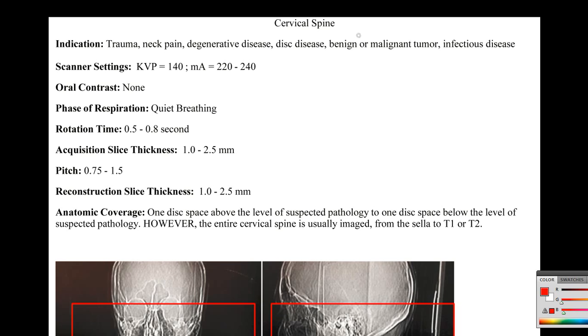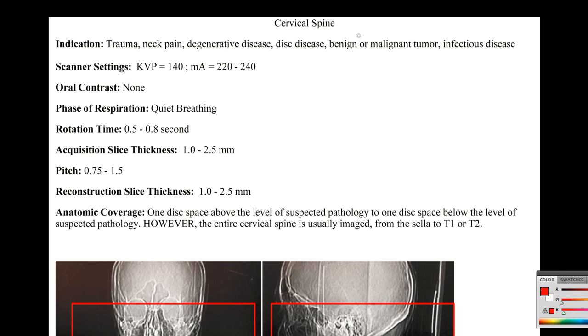The scanner settings are going to be KVP equals 140, and the MA is going to be 220 to 240. Sometimes this is based on if the scanner is equipped with a type of program that will auto adjust the MA based on what type of anatomy you're going through. So this can be variable. Oral contrast, once again, is none, and the cervical spine can be acquired with quiet breathing.